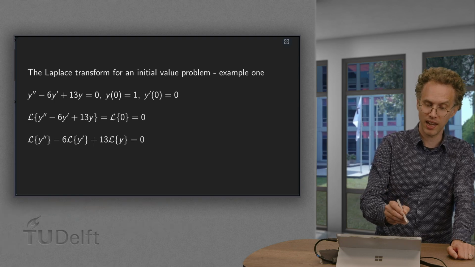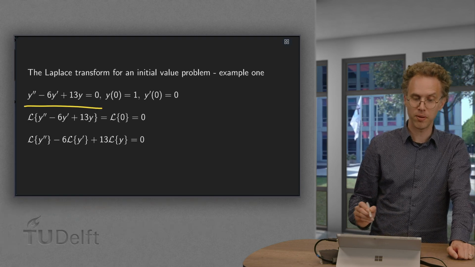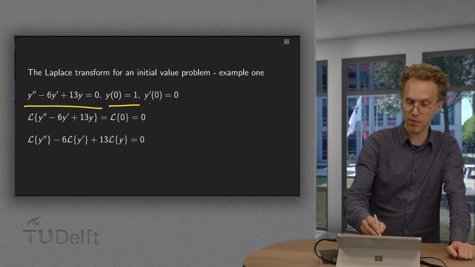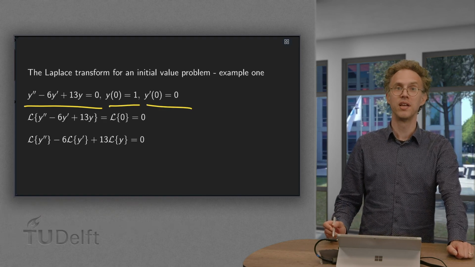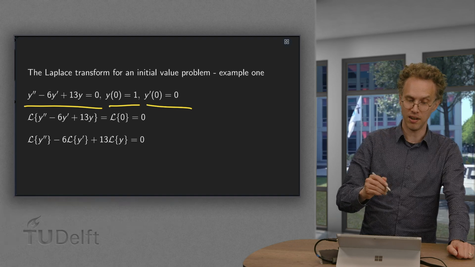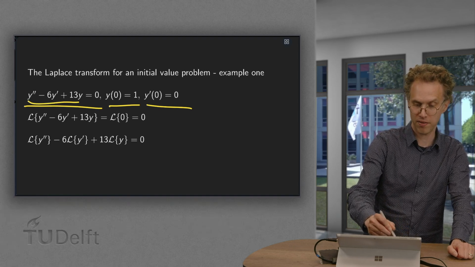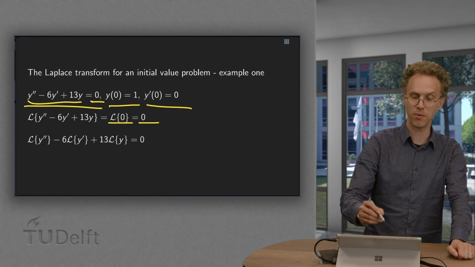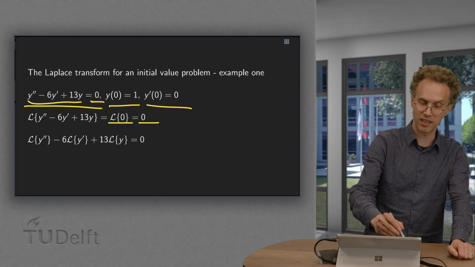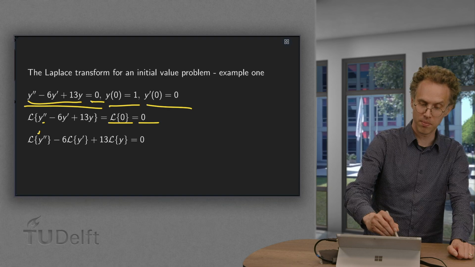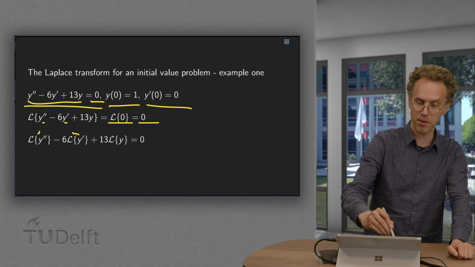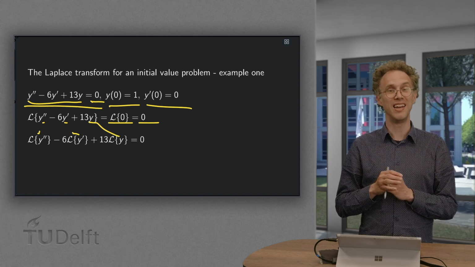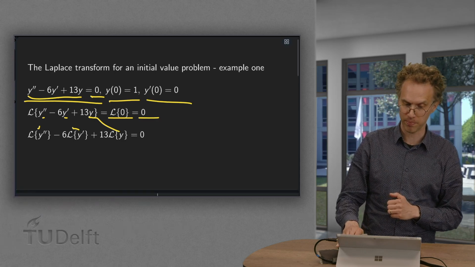So we have the following problem. y'' minus 6y' plus 13y equals 0, y(0) equals 1, and y'(0) equals 0. So first step, take the Laplace transform left and right. Well, the Laplace transform of 0 is 0, and on the left hand side we get the Laplace transform of y'' minus 6 times the Laplace transform of y' plus 13 times the Laplace transform of y, due to the linearity of the Laplace transform.